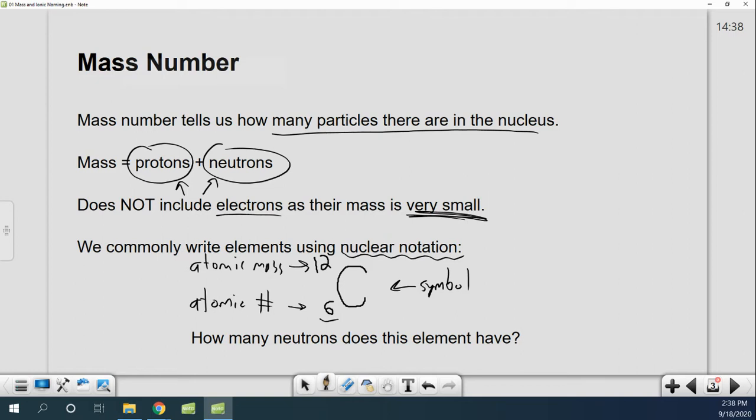So how many neutrons then does this element have? So this is carbon 12, carbon with a mass of 12. So carbon, mass of 12, I'm going to use this formula right here. Mass of 12 equals protons plus neutrons. Now I know the protons are 6 because of the atomic number. So 6 plus what gives me 12? Well, 6. So I've got 6 neutrons. So you always got to remember the protons and neutrons together give you the mass.